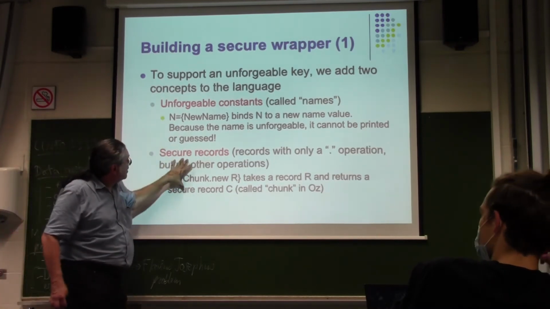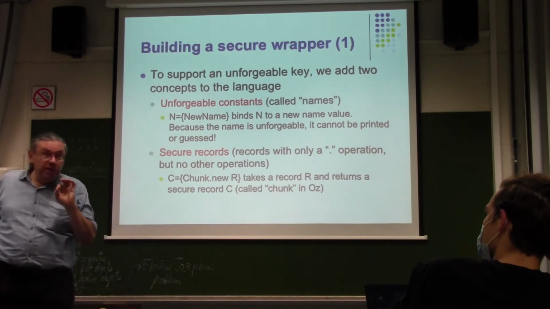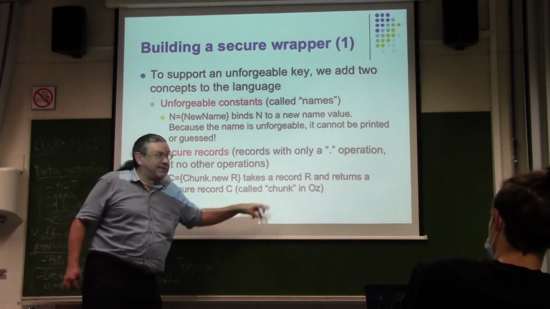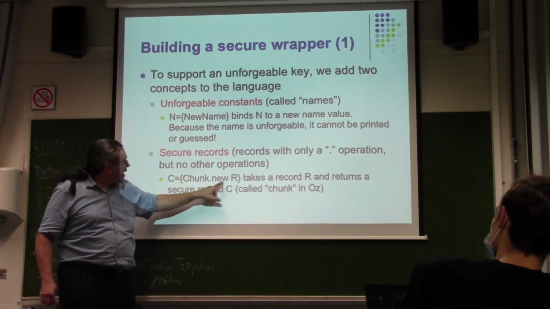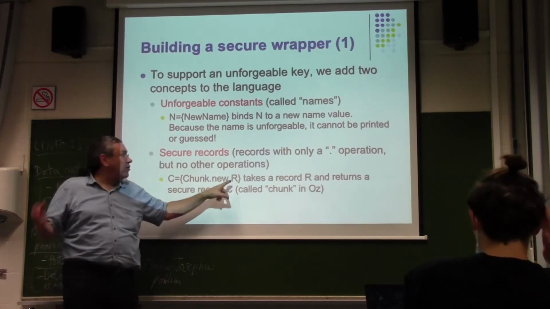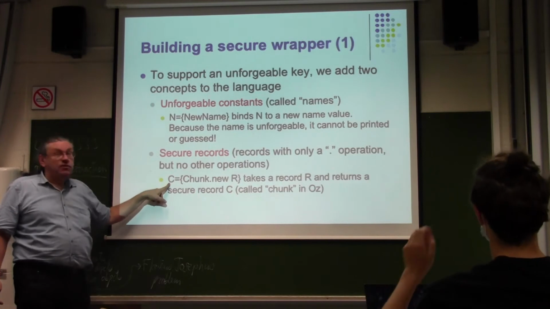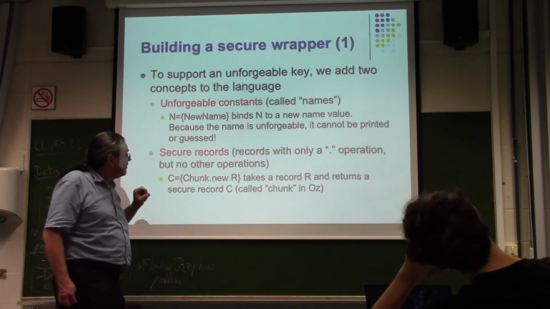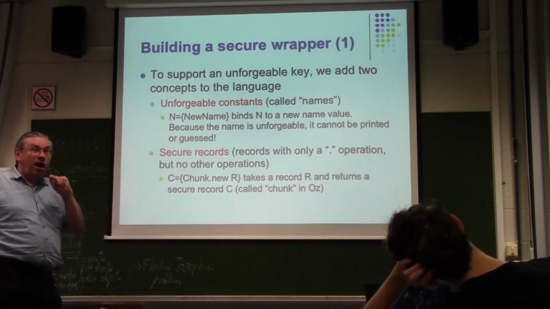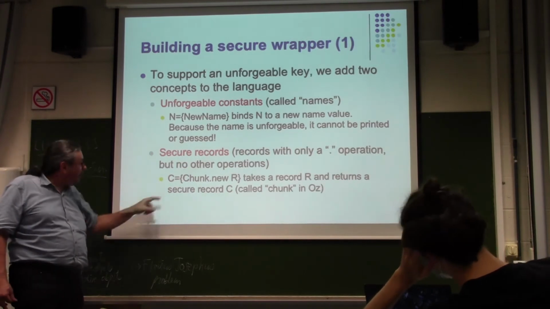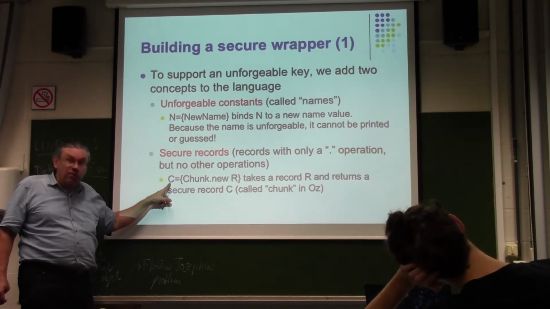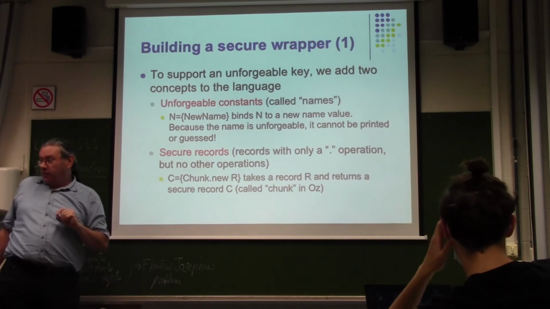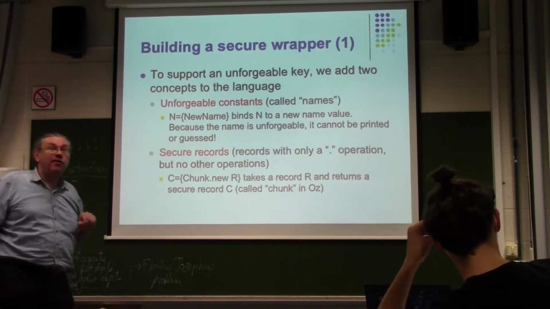So Oz has these two concepts that were added so that you can build real secure abstractions, okay? So in Oz, this is called a chunk, okay? And the idea is you can take any regular record, R, any record, and convert it into this secure record. So this chunk is a limited record that you can only do dot. So the dot lets you access, but it will not tell you what the fields are. It will not tell you anything, but you can do C dot something. That's what you can do, and that's all you can do, okay?